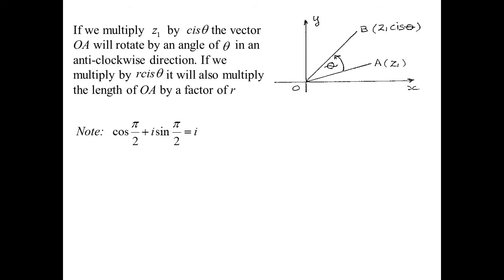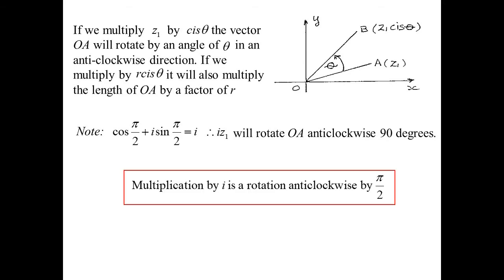That's really important. If you multiply by cos pi on 2 plus i sine pi on 2, it means multiplied by i. So every time you multiply by i, you rotate the vector 90 degrees. So iZ1 rotates 90 degrees. In fact, it's so important, I put it in a box.